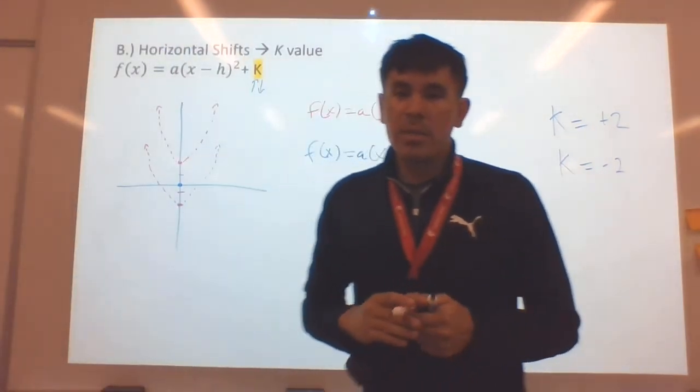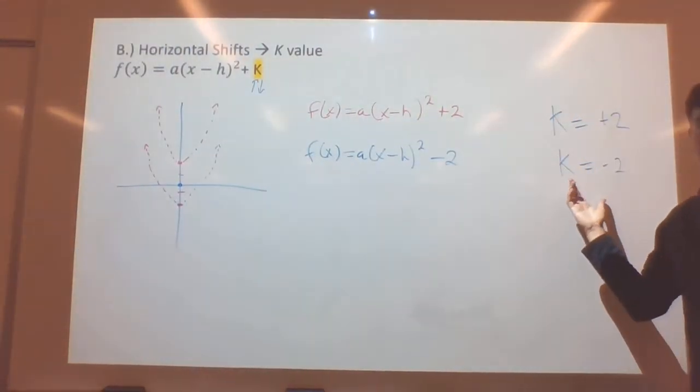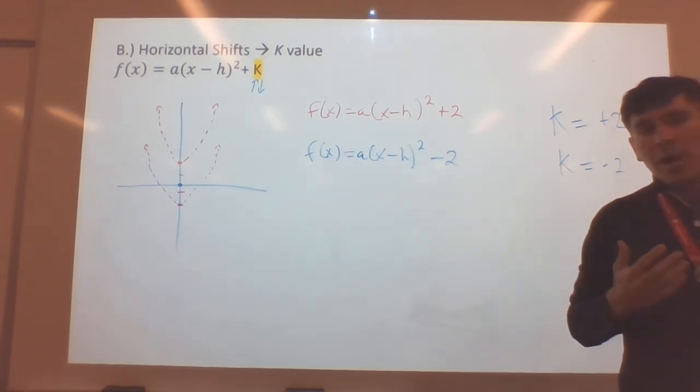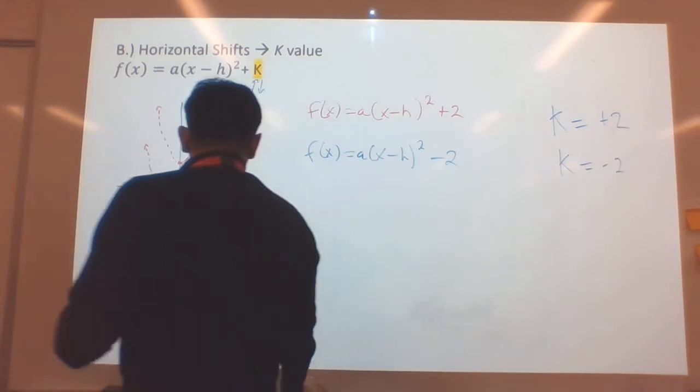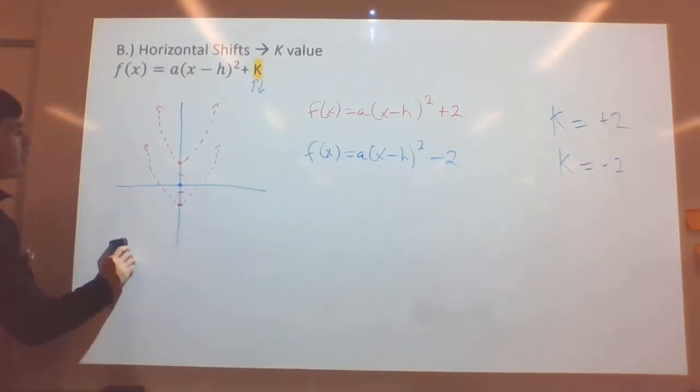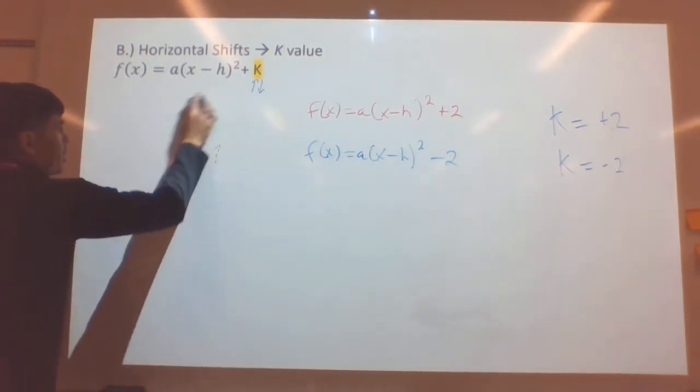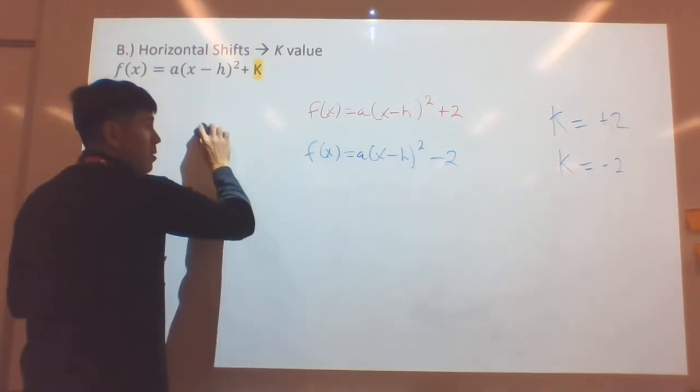So the key takeaway here is the k value indicates the true value of whether we're going to go up or down, as opposed to the earlier slide, where the h value can be a little trickier because of the negative symbol.